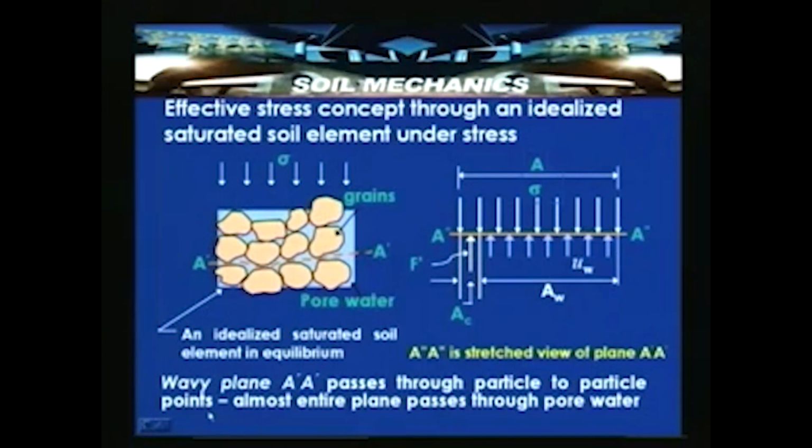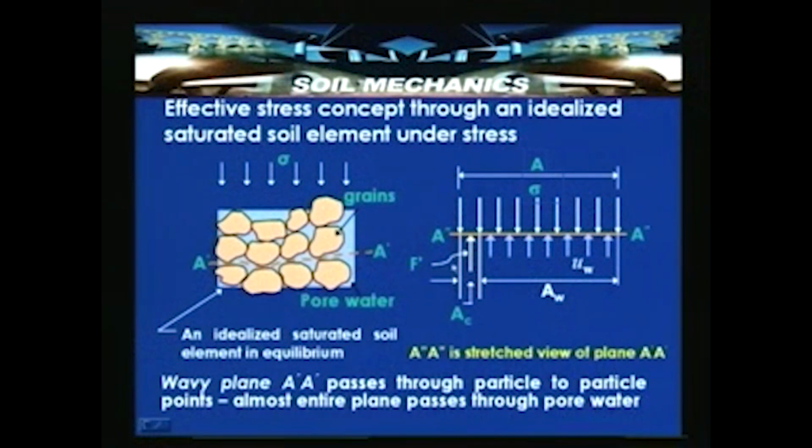Now, AC is the area occupied by the solids and AW is the area occupied by the water. That means the difference of total area minus area of contact is the area of water, which is the pore water area. The wavy plane A' A' passes through the particle to particle contact points, but almost the entire plane passes through pore water, because especially for granular soils, if the contact areas are very less, it always tries to pass through entire pore water.